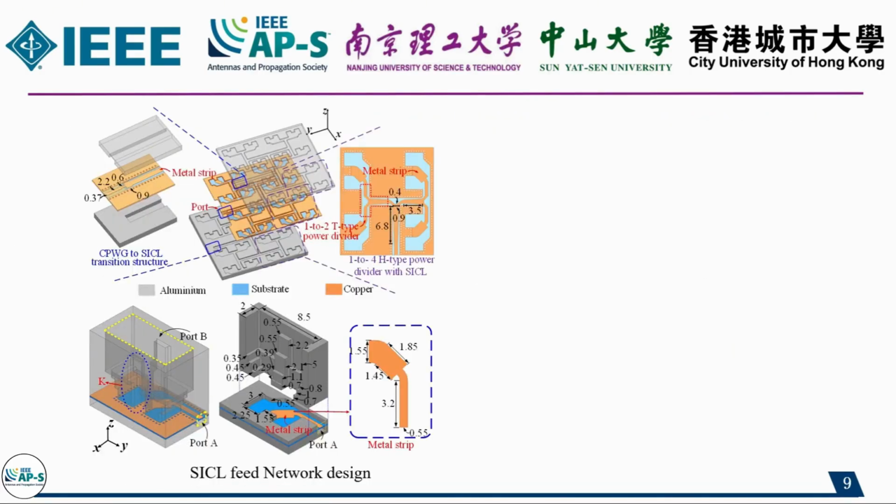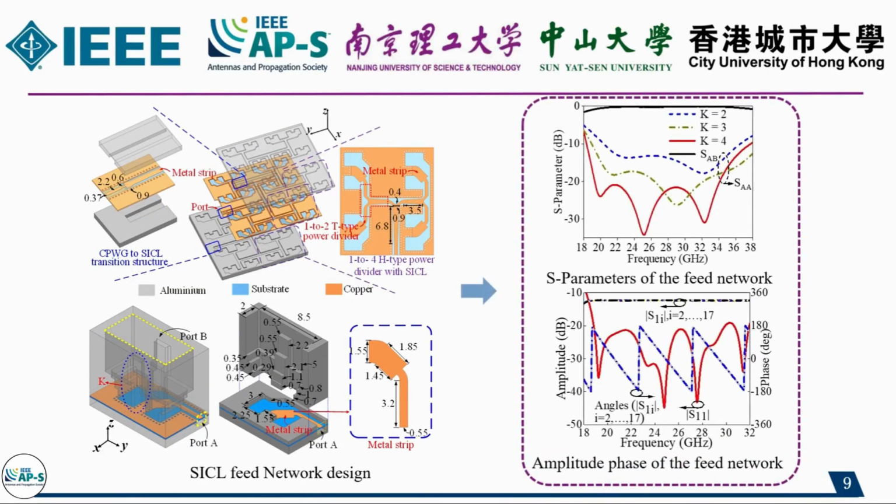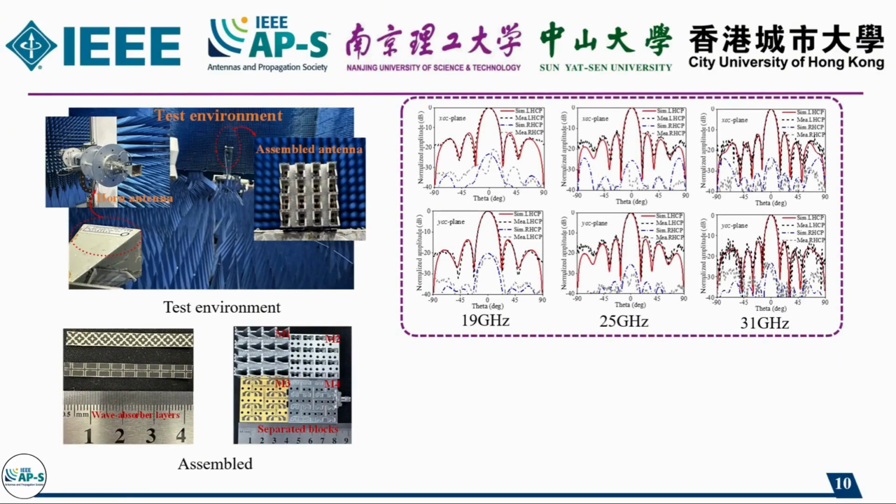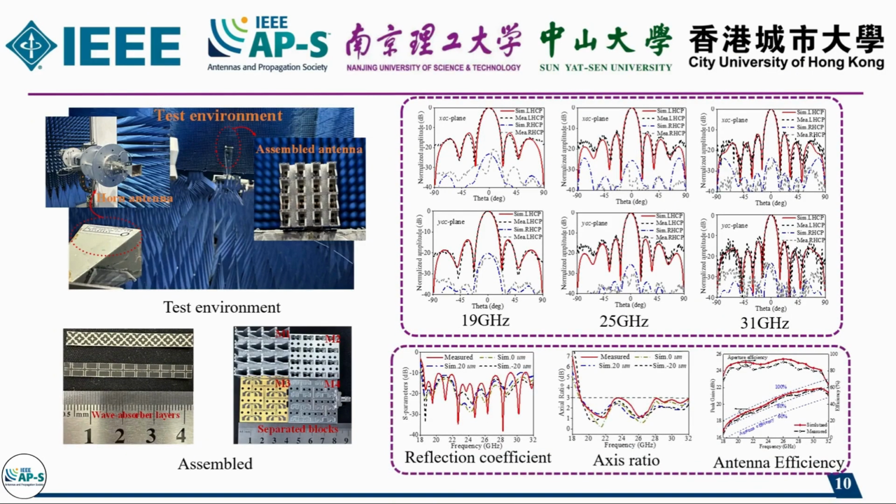In order to take into account the weight, profile height, and efficiency of the whole array, the feed network designed by SICL is adopted to meet the broadband feeding requirements. This is the processing test of this prototype. The upper sideband, IF, lower sideband directional map, reflection coefficient, axial ratio, and antenna efficiency are in good agreement with the simulation.